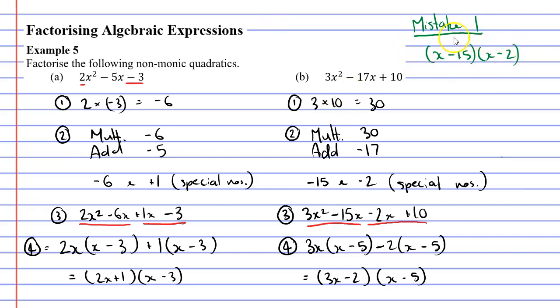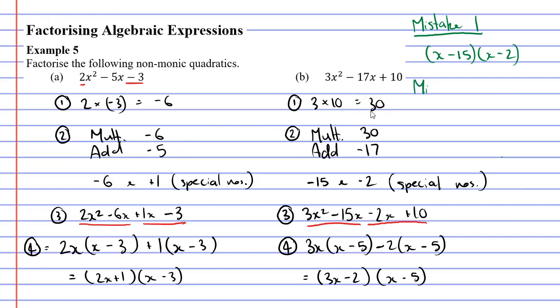Now this method here is taken from the method used to factorize monic quadratics, quadratics that do not have a number to the left of the x squared. So you can see how easy it is for people to get mixed up between non-monic quadratics and monic quadratics. So that's the first mistake that I've seen.